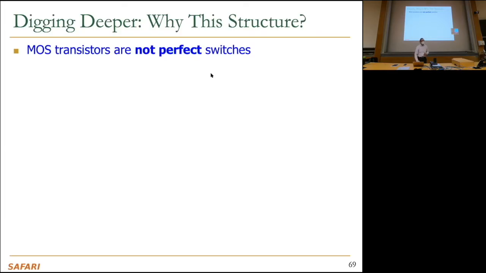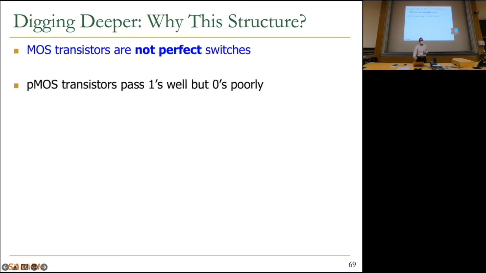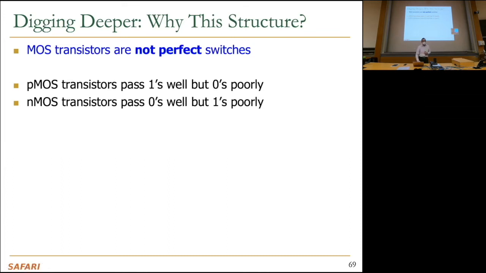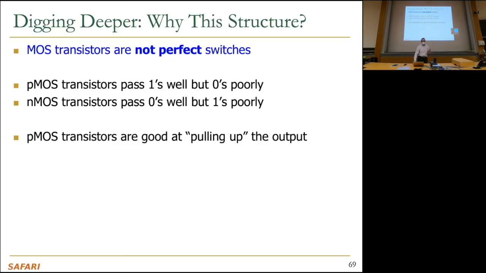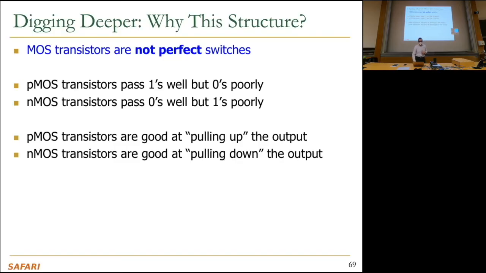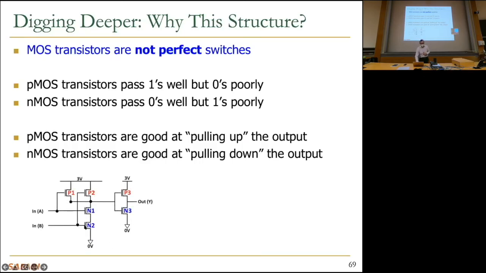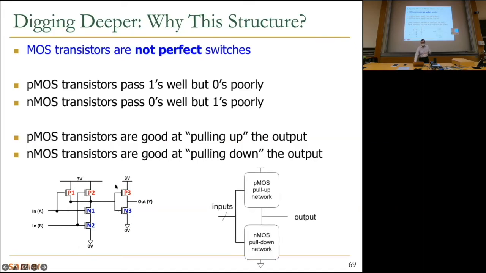So let's dig a little bit deeper. Why do we have the structure? Because, as I said, most transistors are not perfect switches. So we're using this abstraction, but they're not perfect switches underneath. So as I said, PMOS transistors pass ones very well, high voltage very well, but zeros poorly. NMOS transistors pass zeros very well, but ones very poorly. As a result, they should be used where they are good at. So basically, PMOS transistors are good at pulling up the output. They are connected to 3 volts. NMOS transistors are good at pulling down the output. They're connected to 0 volts. That's why NMOS transistors are always connected to 0 volts and PMOS transistors are always connected to 3 volts. And that's why we have the structure. PMOS is always up here, NMOS is always down here.